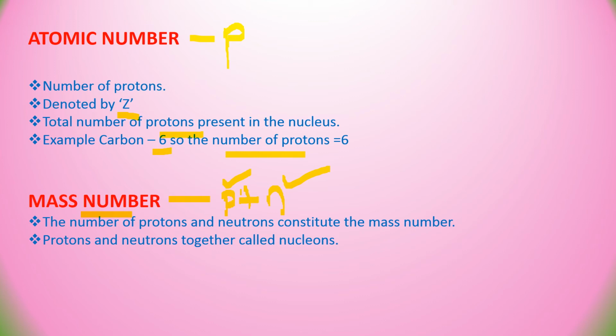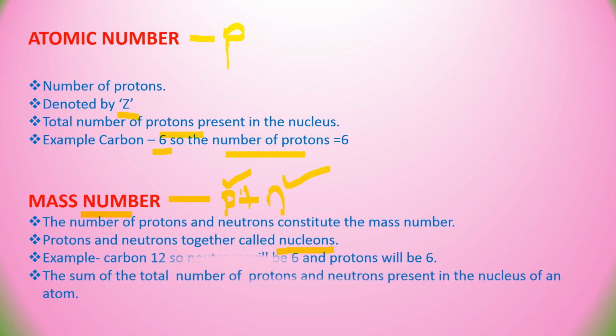And when these two are together, they are known as nucleons, protons and neutrons. For example, carbon 12: neutrons will be 6 and protons will be 6. The sum total of the number of protons and neutrons will give you the mass number. So atomic number and mass number are very, very important.